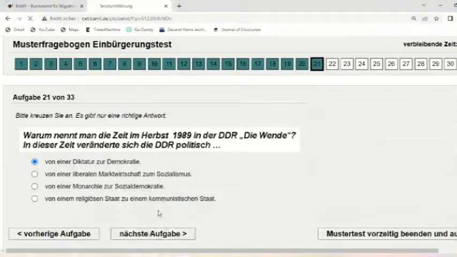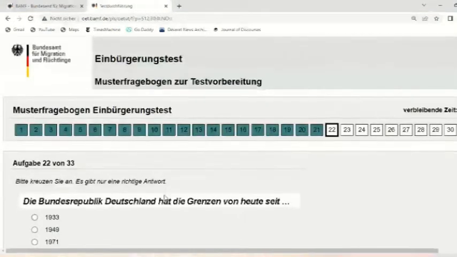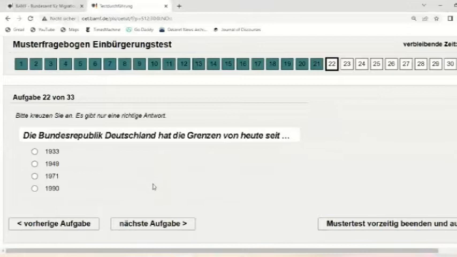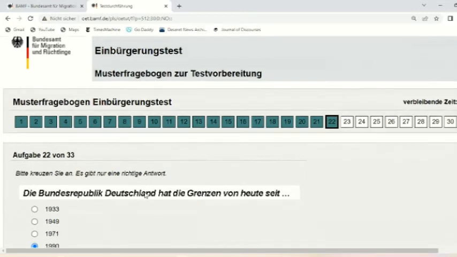Question 22. The Federal Republic of Germany has the current borders since 1933, 1949, 1971, or 1990. Well, these exact borders have only been the country's borders since the reunification of East and West Germany in 1990, so that's my final answer.